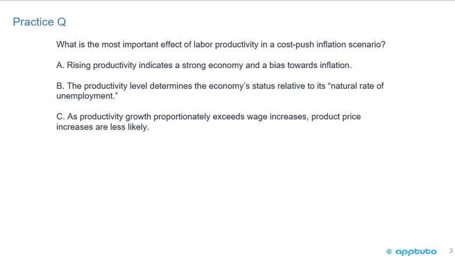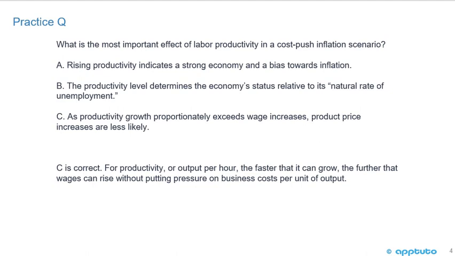What is the most important effect of labor productivity in a cost-push inflation scenario? A, rising productivity indicates a strong economy and a bias towards inflation. B, the productivity level determines the economy's status relative to its natural rate of unemployment. Or C, as productivity growth proportionally exceeds wage increases, product price increases are less likely. Okay, C is correct. For productivity, or output per hour, the faster it can grow, the further that wages can rise without putting pressure on business costs per unit of output.